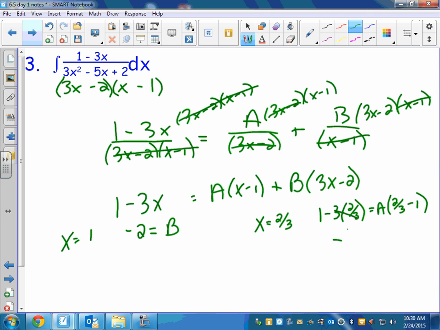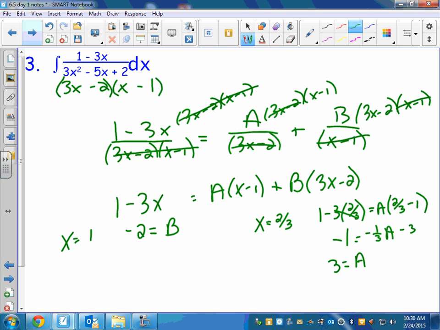1 minus 2 is negative 1. 2/3 minus 1 is negative 1/3. Really stinks when you do all of it right, except you subtract wrong, right? Happens to the best of us. But I could divide by, just kidding, multiply by negative 3. So does a equal 3? Do you agree with that?